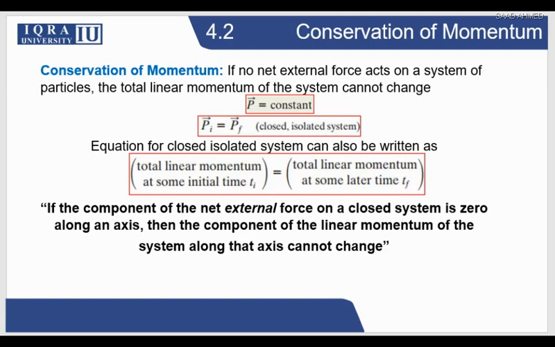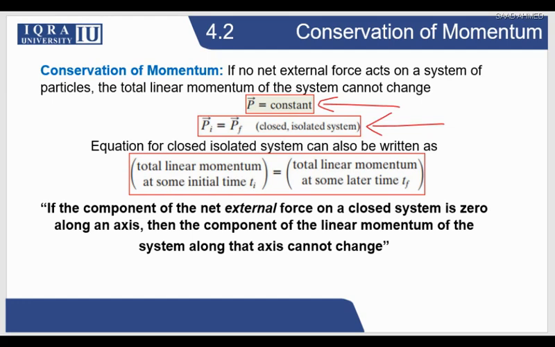Conservation of momentum. If no net external force acts on a system of particles, the total linear momentum of the system cannot change. So we know that P is constant. So Pi is equal to Pf in a closed isolated system. So if there is an isolated system, their total linear momentum cannot change.